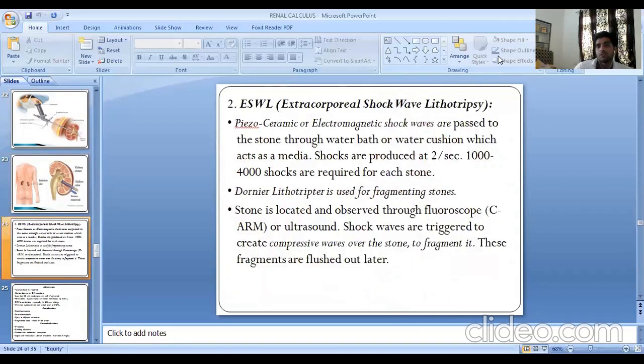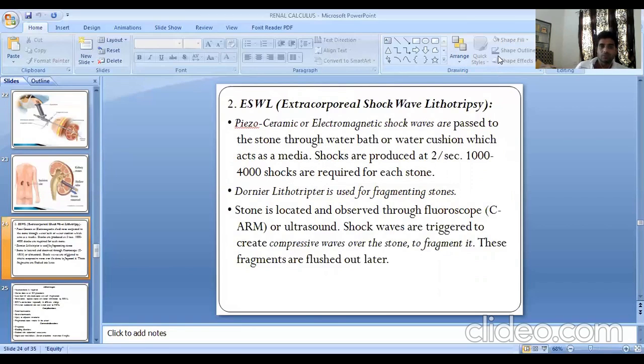ESWL, very important part, extracorporeal shock wave lithotripsy, very important for exam purpose. Piezo-ceramic electromagnetic shock waves are passed to the stones through water bath or water cushions, which act as a medium. Shocks are produced at 2 per second. 1,000 to 4,000 shocks are required for each stone.